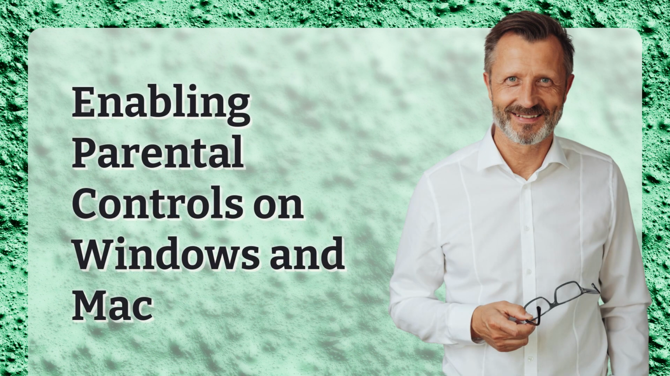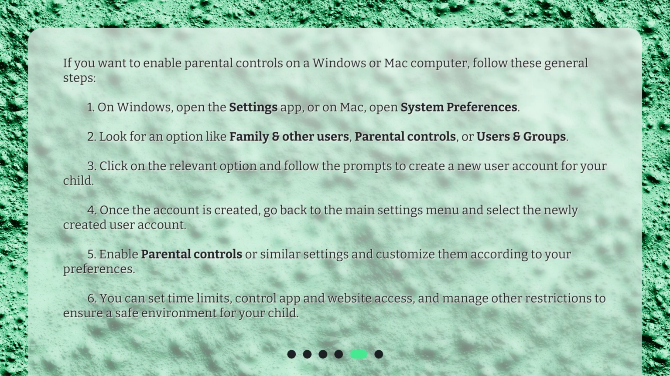Enabling parental controls on Windows and Mac. If you want to enable parental controls on a Windows or Mac computer, follow these general steps. 1. On Windows, open the Settings app, or on Mac, open System Preferences. 2. Look for an option like Family and Other Users, Parental Controls, or Users and Groups.